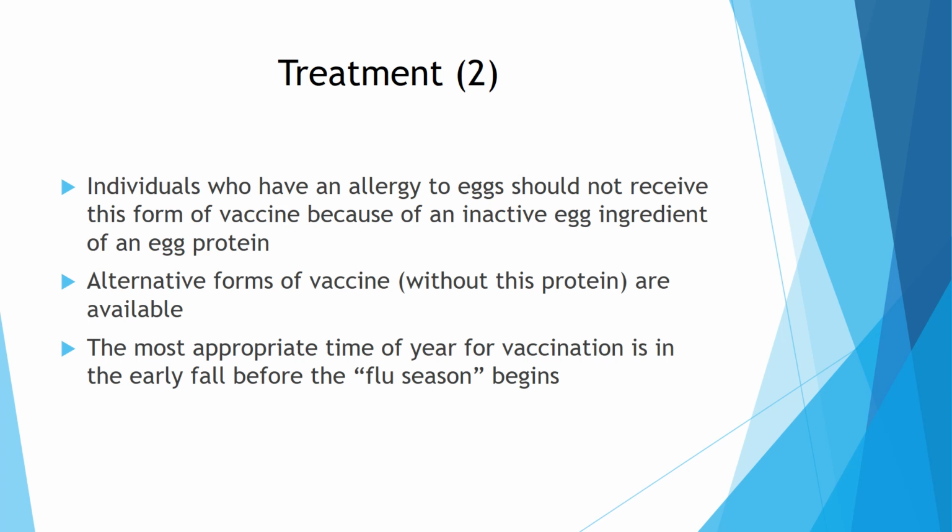So the most appropriate time of year for the vaccination is in the early fall, before the flu season begins. Because if it's going to take 2 weeks to build up those antibodies, that's what you want, right? You want to build up those antibodies before we actually get into flu season so that you can be protected.